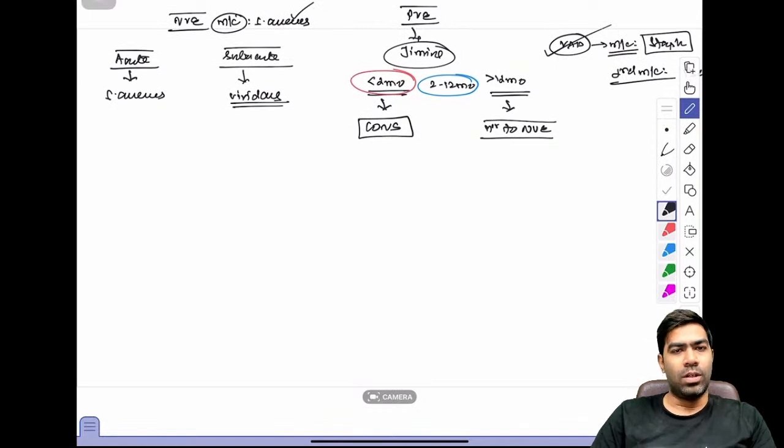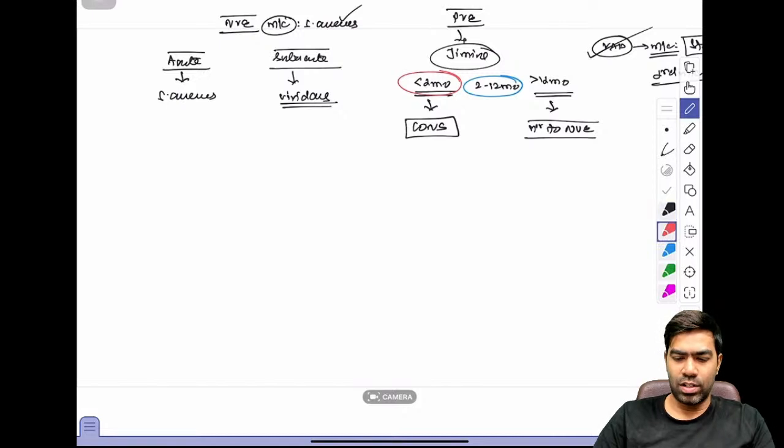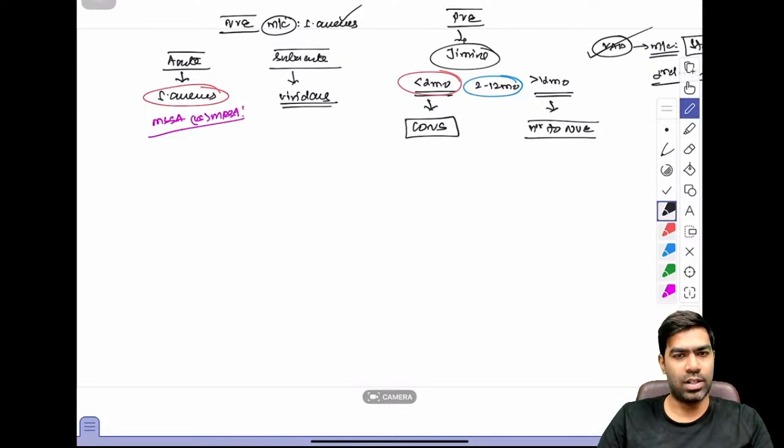Alright. So now let us see other organisms. First of all, for Staph aureus, the most important thing you need to know is whether it's MSSA or MRSA. This is the most important point as far as Staph aureus is concerned. Depending on that only, you are going to give the treatment, which we'll be discussing subsequently.